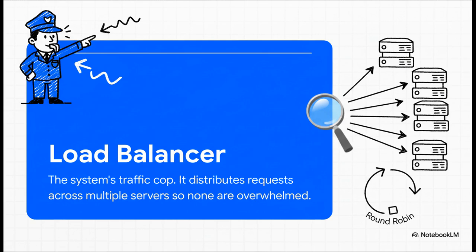Okay. So once our request knows the address, it arrives at the front entrance, where it immediately meets the traffic cop, the load balancer. A really popular app might have hundreds of identical servers all running at the same time. The load balancer's only job is to look at all the incoming traffic and spread it out evenly, often using a really simple rule called round robin. It's just one for you, one for you, one for you. This makes sure no single server gets totally buried in requests.